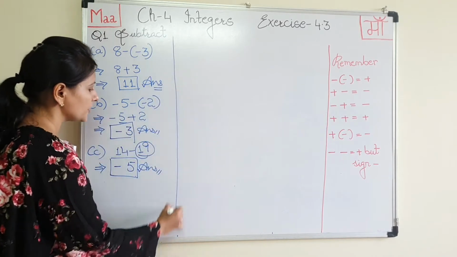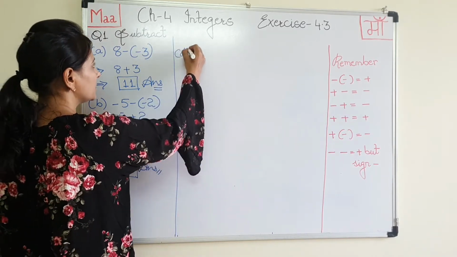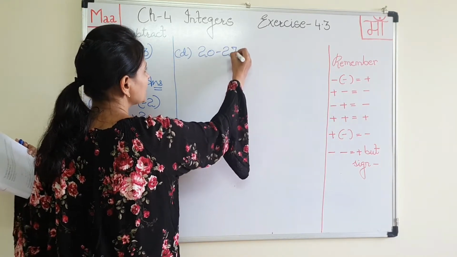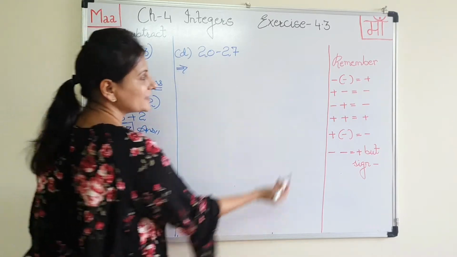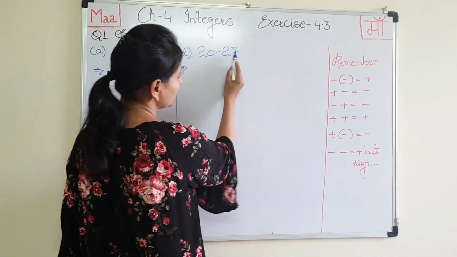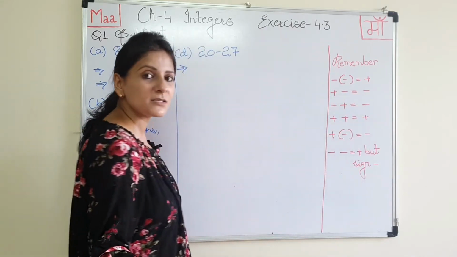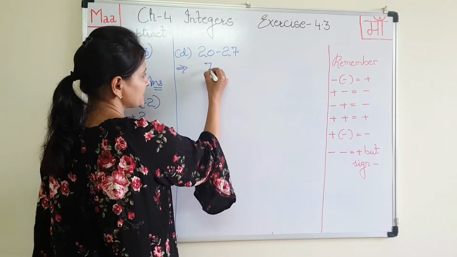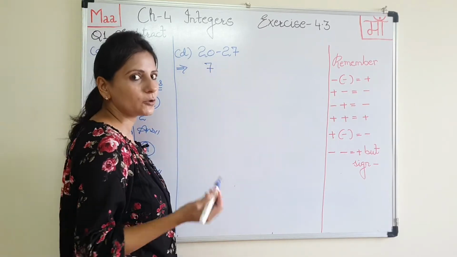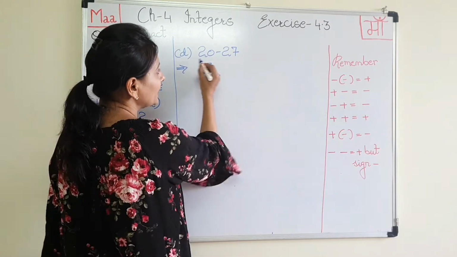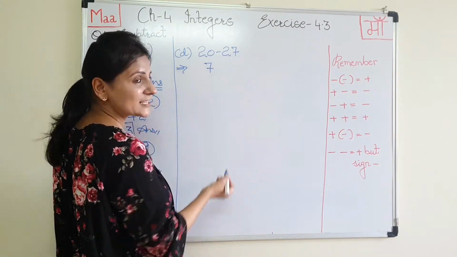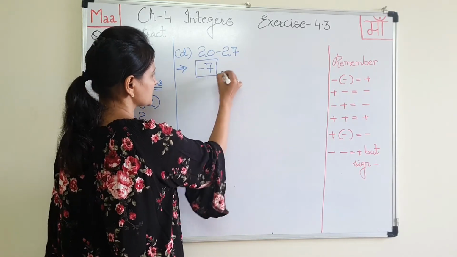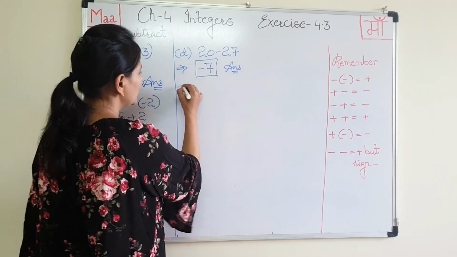Okay, let's move on to the next part, that is part D. So in part D it is 20 minus 27. Okay, so 20 is with no sign, that means plus, and 27 is with a minus sign. So plus minus is equal to minus. So subtract 27 and 20. So you will get 7. जब आप 27 में से 20 को subtract करोगे तो आपके पास आंसर आएगा 7, and the greater integer from these two is 27, and before 27 is a minus sign. So in the answer also we will put a minus sign. So this will be the answer of D part.